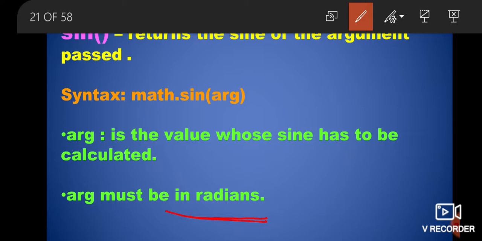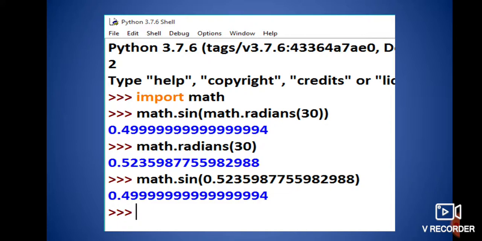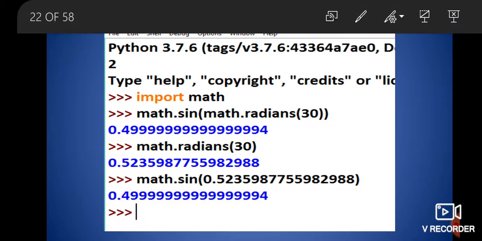Okay, so ARG is the value whose sine has to be calculated, and ARG must be in terms of radians. Now let us see the practical implementation. Here you can see that I have taken, first of all, I have imported math module. Now children, you know that the value of sine 30 degree is 1 by 2, or you can say 0.5. Clear? Now here you can see I have written math.sin, math.radians 30.